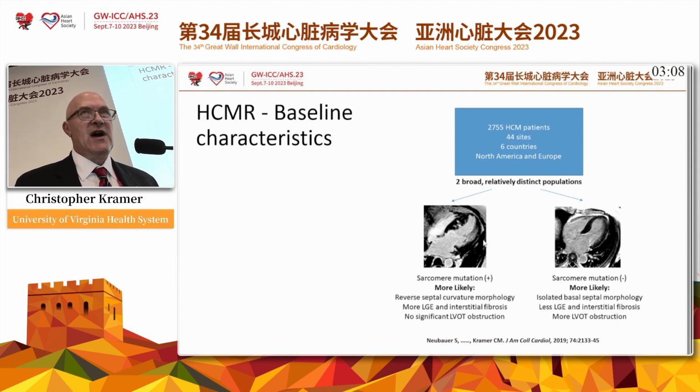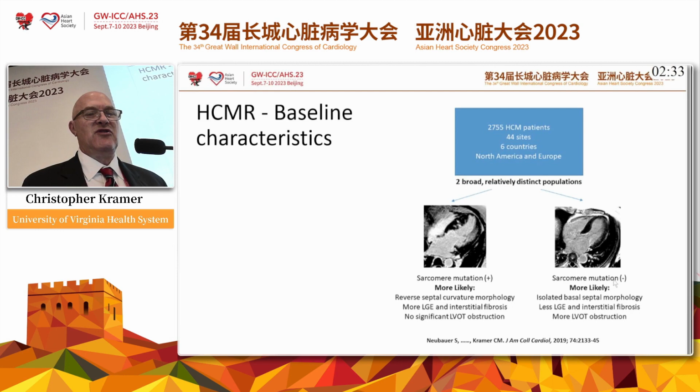We showed that about 35 to 40% had a sarcomere mutation that could be identified. And those patients most frequently had this reverse septal curvature morphology of HCM. They were the patients with more scar, more late gadolinium enhancement, and interstitial fibrosis. But because their hypertrophy is in the mid-septum, not at the basal septum, they had very little in the way of LVOT obstruction. Another group, about another 40% of the population, had isolated basal septal hypertrophy.